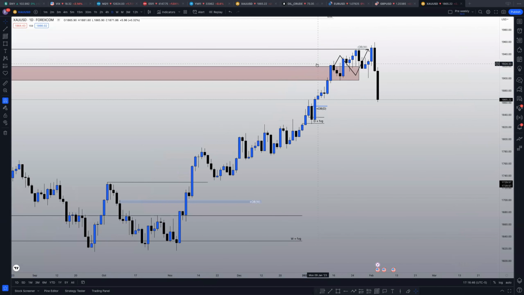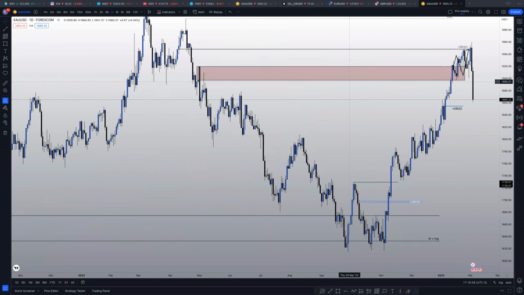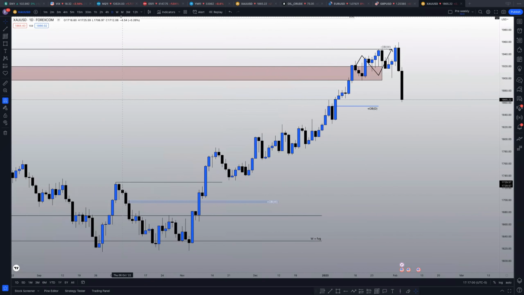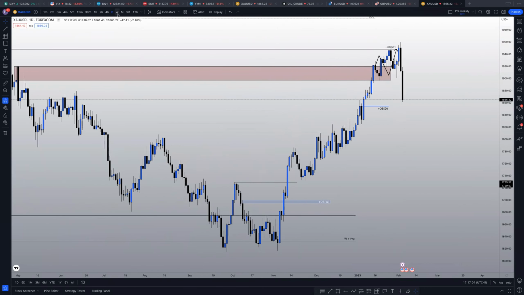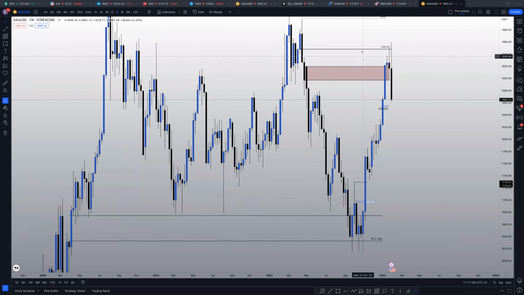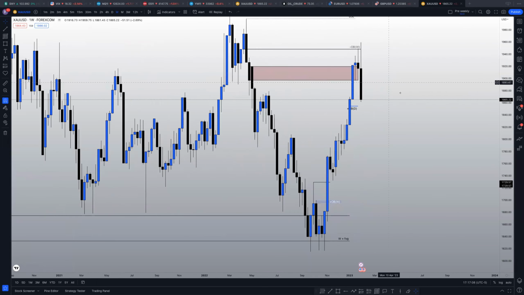Gold playing out to the T. This is unmitigated, so we'll leave this here. Higher time frame real quick.